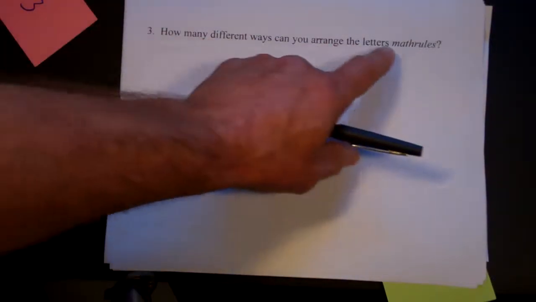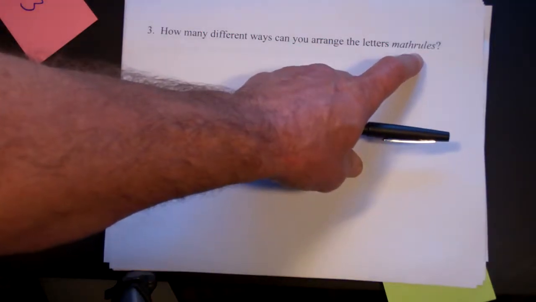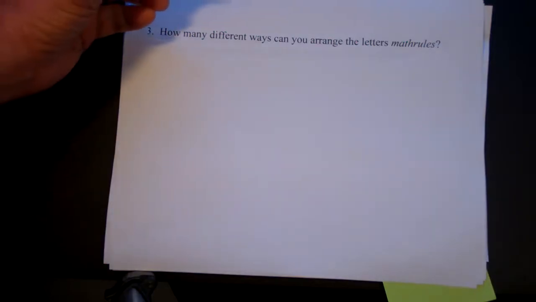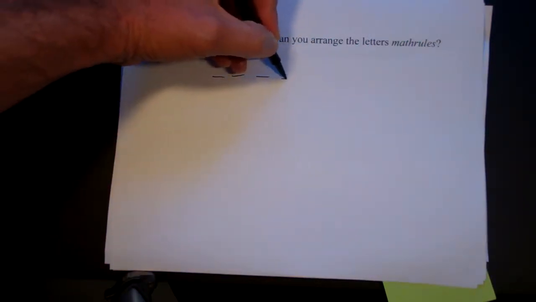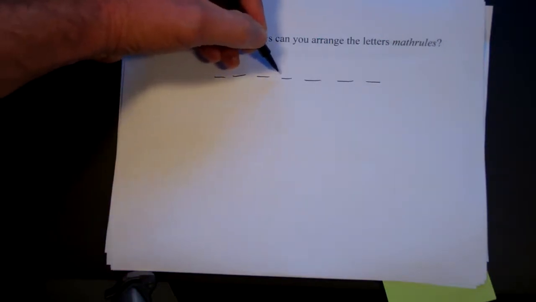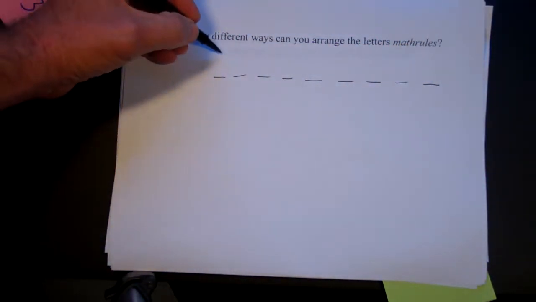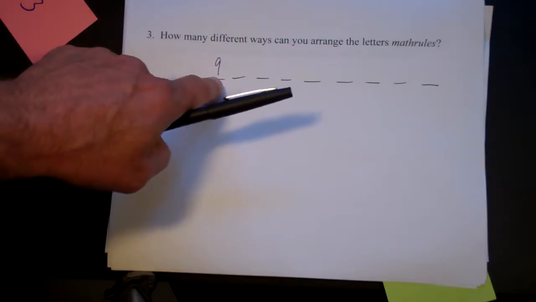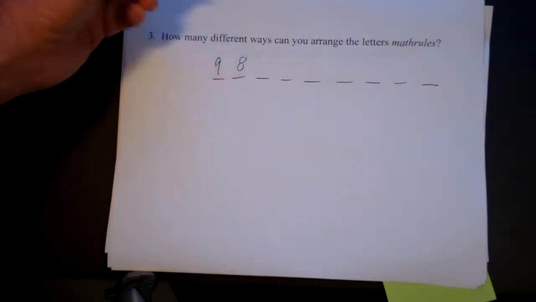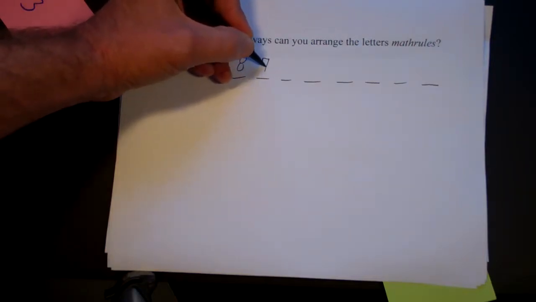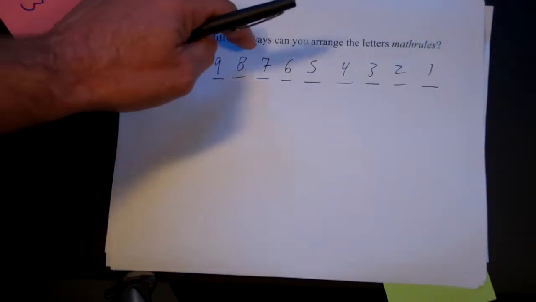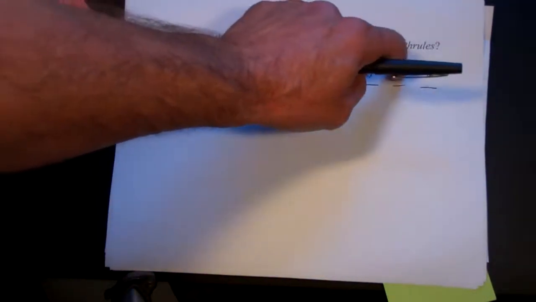The third problem is how can you rearrange these letters, MATH RULES. Now there is a harder problem where some of the letters look the same, but in this one they don't. So here you have 1, 2, 3, 4, 5, 6, 7, 8, 9 different letters, and to rearrange them, you have 9 different spaces. You have 9 different letters that can go in the first space. However, once you choose a letter to go in this first space, you only have 8 to go in the next space, and then 7 in the next one, and then 6, and then 5, 4, 3, 2, 1. So your answer is 9 times 8 times 7 times 6 times 5 times 4 times 3 times 2 times 1.